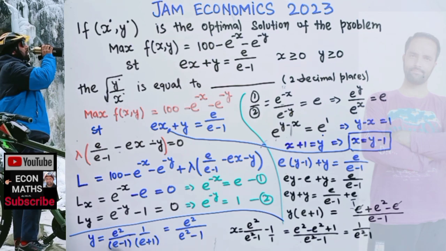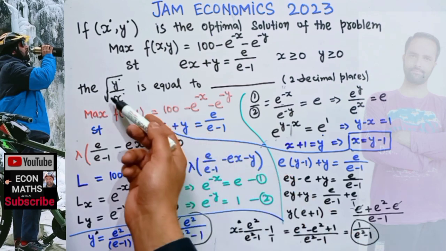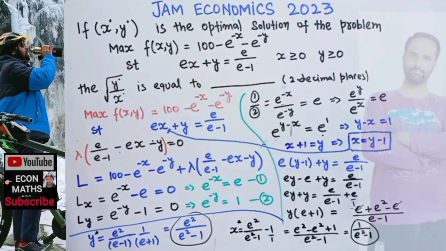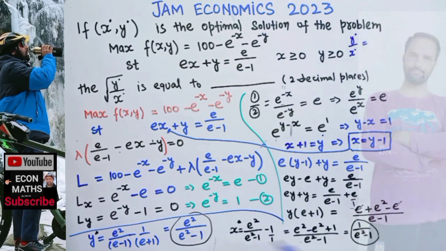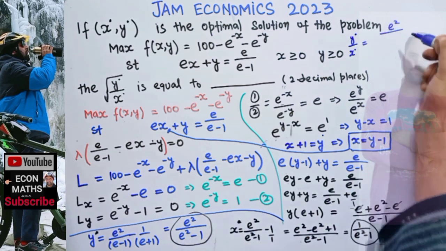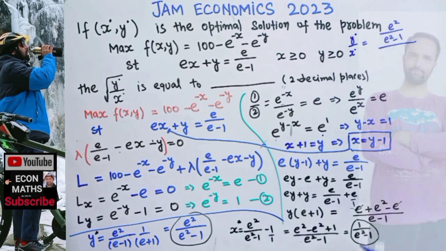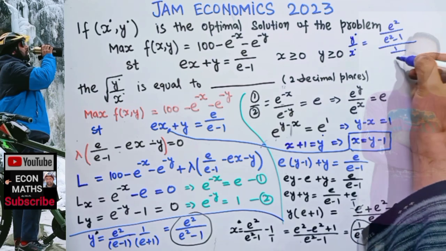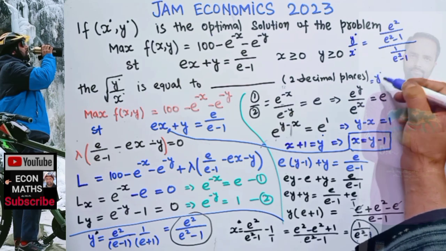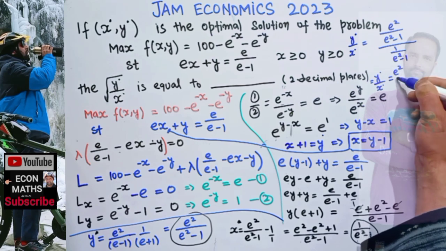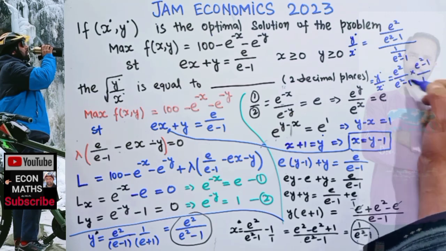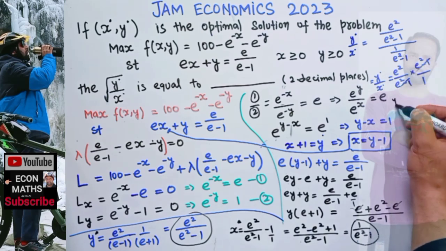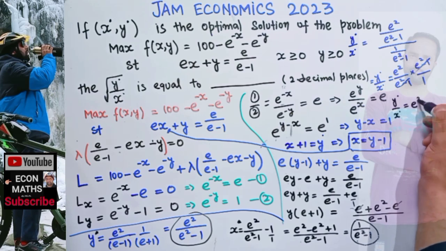We got the value of x star and y star. Let us say this is our y star, which is equal to this stuff, and this is our x star, which is equal to this stuff. But we need to find out the square root of y star upon x star. So our y star upon x star will be equal to y star, which we got equal to e square divided by e square minus 1. To this we divide x star, which is 1 divided by e square minus 1, which implies y star upon x star will be equal to e square divided by e square minus 1. Transposing this, it will get multiplied and reciprocated. So e square minus 1 divided by 1, this and this get cancelled. That means our y star upon x star came out to be e square.